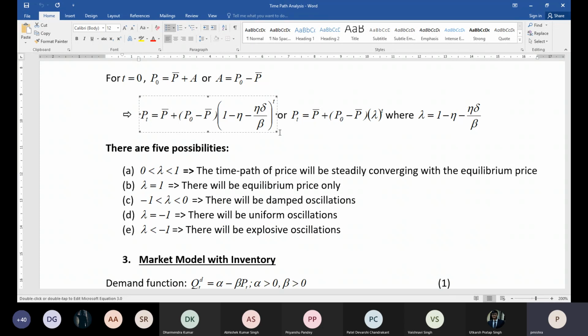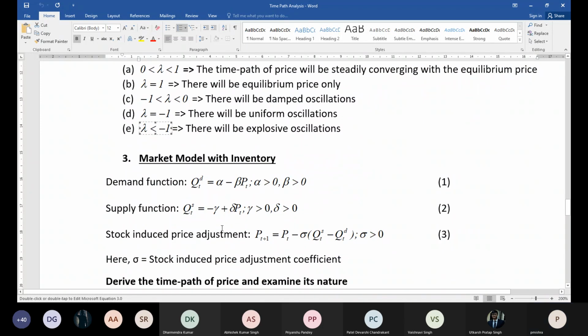Similarly, when lambda is equal to 1, the price will be in equilibrium only. The price will always be in equilibrium. And the other 3 situations are the three alternative scenarios we discussed. Basically, we are bringing in the negative part, in the sense that lambda may be negative, and then again we may have three alternative scenarios in respect of different types of oscillations.